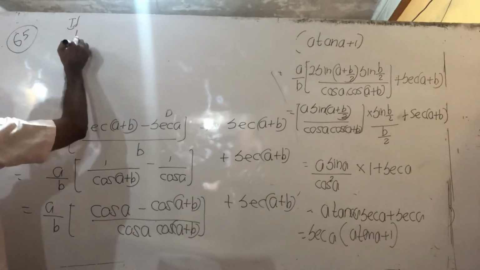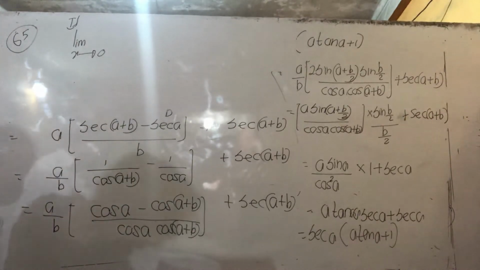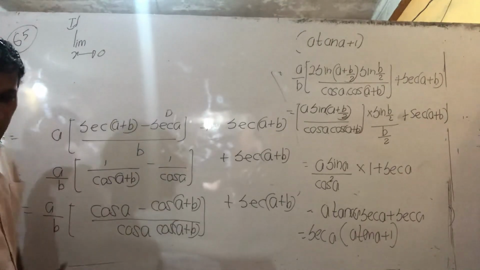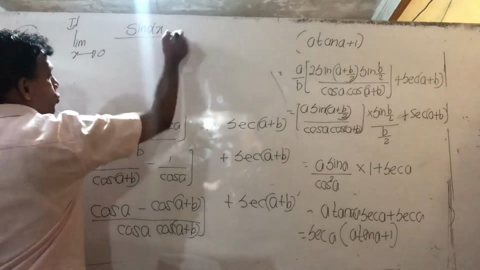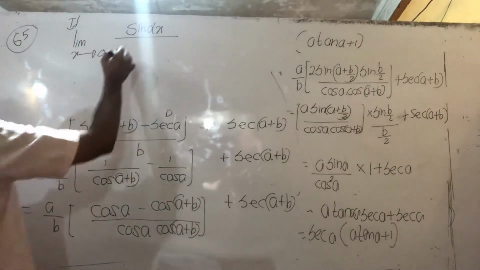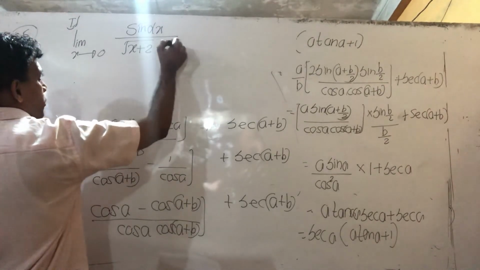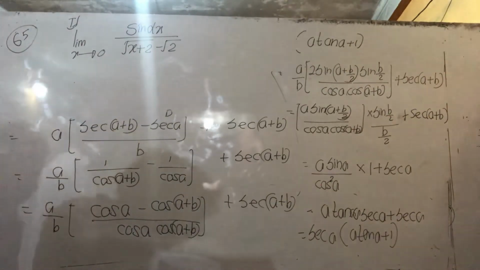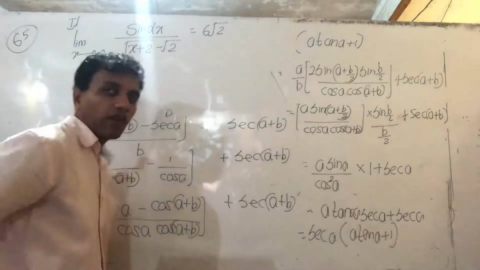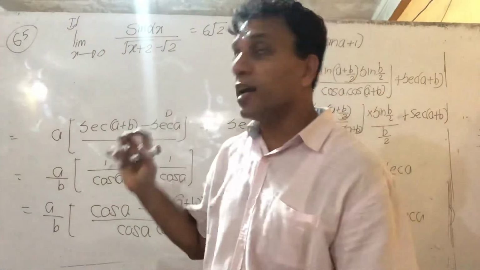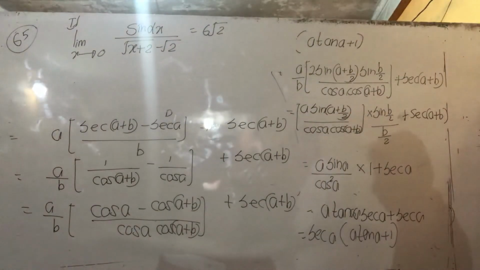If limit x approach to 0, find alpha, right? The problem is limit of sine alpha x over square root of x plus 2 minus square root of 2 equals 6 root 2. Here they found this limit value. For what alpha does the limit exist? So find the value of alpha, right?